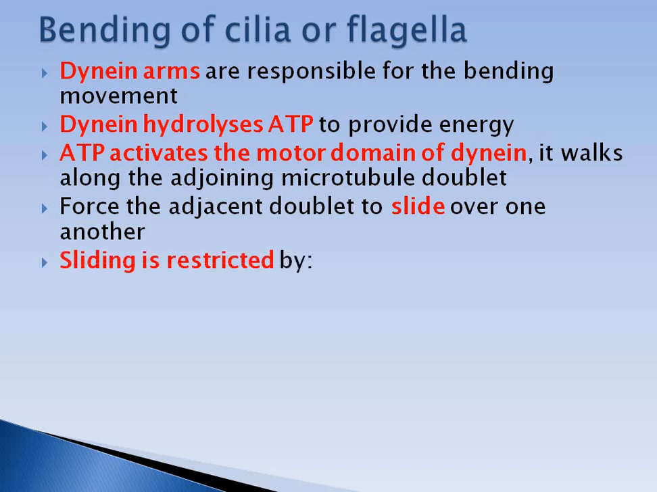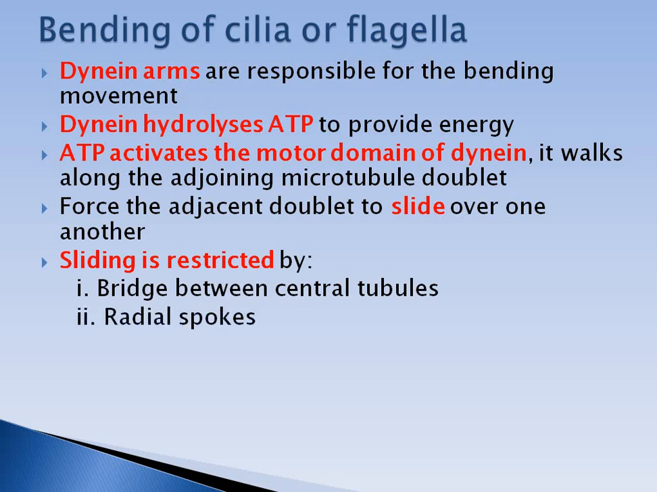But the sliding is not very far, it is restricted due to the central bridge which is present between the 2 central tubules, and also due to radial spokes and the nexins which are connecting the 2 doublets with each other. So when the cilium and flagellum bend, the bending is only to some extent because it is restricted due to the cross linkages present in the axoneme. And these cross linkages are the bridge which is present between the central tubules, radial spokes, and nexin.